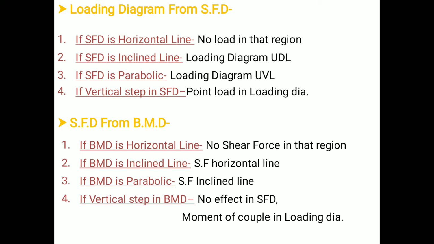Second one, we have to draw shear force diagram from the given bending moment diagram. If a bending moment diagram is a horizontal line, then it indicates that no shear force is acting in that particular region, that is, between 2 points, no shear force is acting. If bending moment diagram is an inclined line, then in case of shear force diagram, there will be a horizontal line between 2 points.